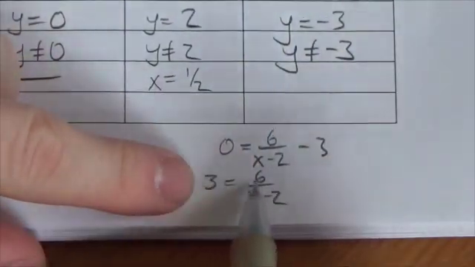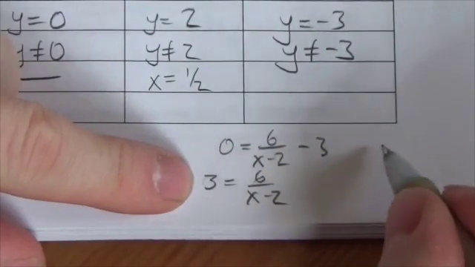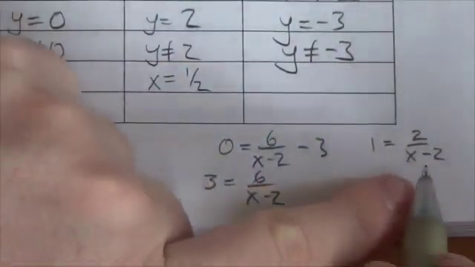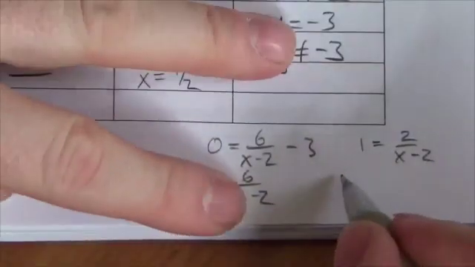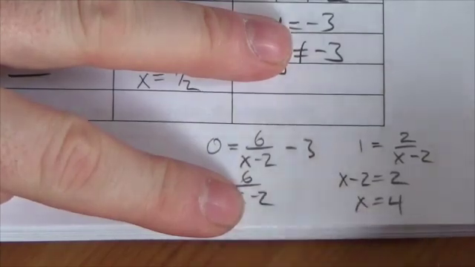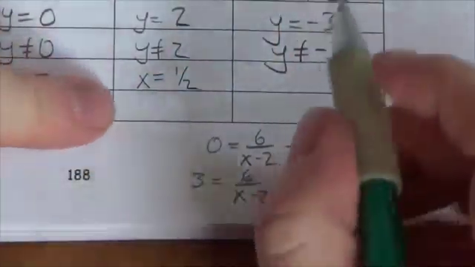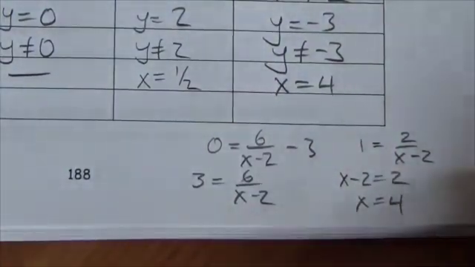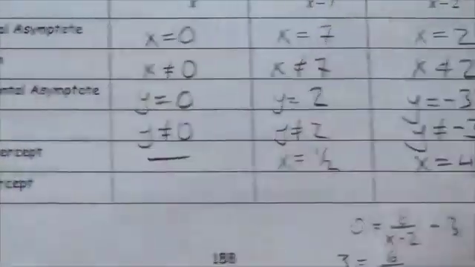Notice I've got a 3 here and a 6. I can actually simplify that and make that 1 is equal to 2 over x minus 2. Now I'm going to multiply both sides by x minus 2, so x minus 2 is equal to 2, so x is equal to 4. There's my x-intercept. X is equal to 4. I love that. Now let's go down and find the y-intercept.